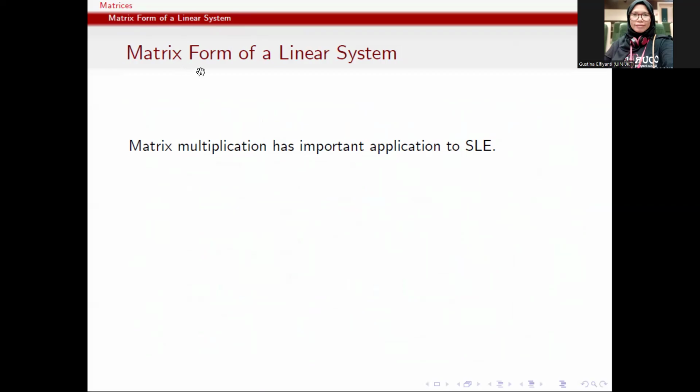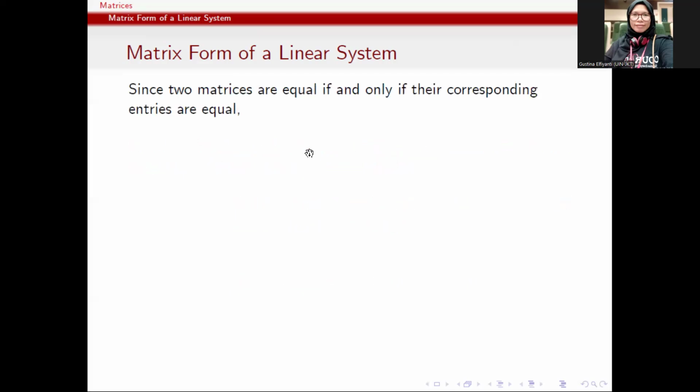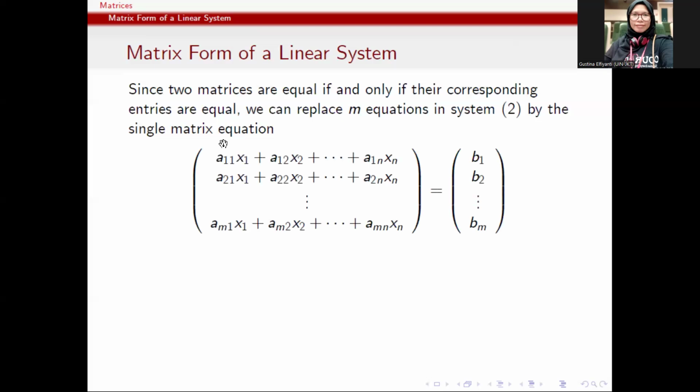Now we see matrix form of a linear system. Recall that matrix multiplication has important application to system of linear equations. Consider a system of m linear equations in n variables, this one. Since two matrices are equal if and only if their corresponding entries are equal, we can replace the m equations in system 2 by this single matrix equation.